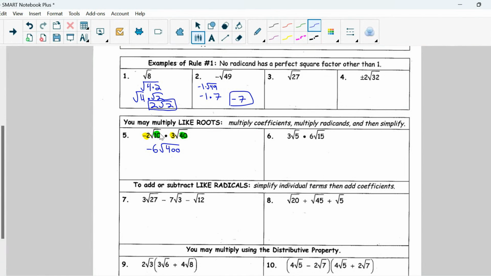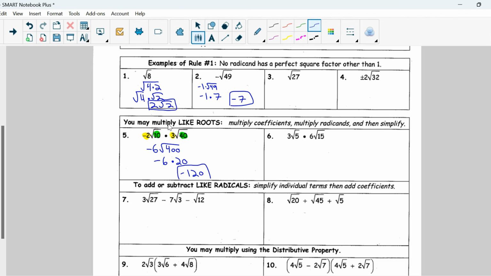From here, we can go ahead and simplify. I've got -6 times the square root of 400, which is just 20. Okay? And then I've got -6 times 20, which gives me -120. Okay, so when you have like roots, pretty straightforward. Roots refers to the degree of your radical. In this case, we're just working with square roots. The same rules would apply for cube roots, and so on and so forth from there.